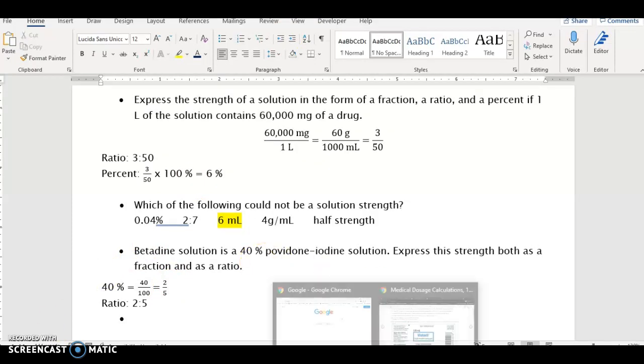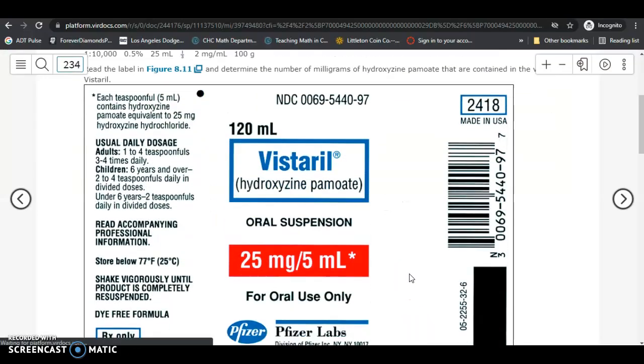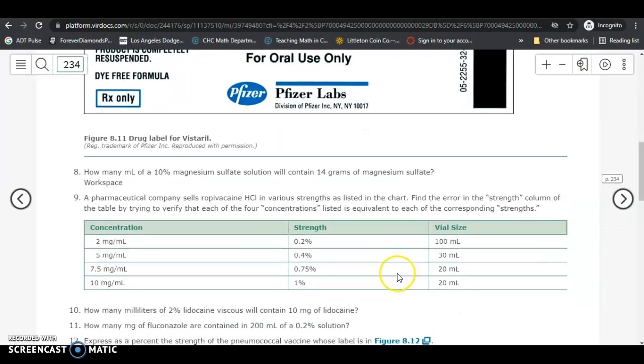The next problem we're going to do is like problem number 9 in your homework. I'm not going to do it because I've assigned it to you in the homework, but let me read the problem anyway. A pharmaceutical company sells this drug in various strengths as listed in the chart. It says find the error in the strength column of the table by trying to verify that each of the 4 concentrations listed is equivalent to each of the corresponding strengths.